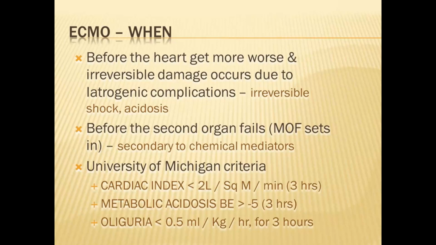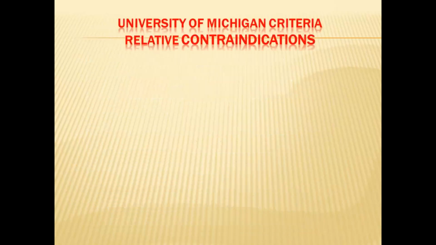At the University of Michigan, the criteria for putting the patient on ECMO is when the cardiac index is less than 2 liters per square meter, metabolic acidosis with base excess more than -5, and the patient developing oliguria, or urine output less than 0.5 ml per kg per hour for 3 hours. That means that this is not adequate and you should start thinking of ECMO.